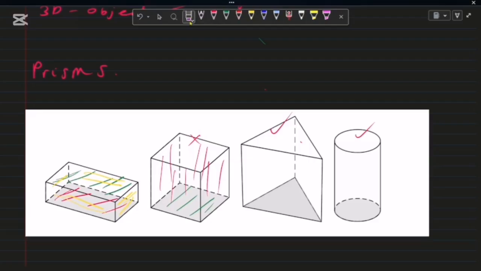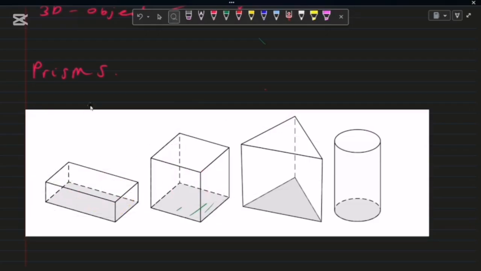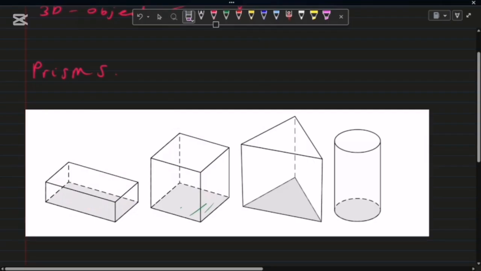Okay, just remove these things. Much better. Just remove that. Okay.